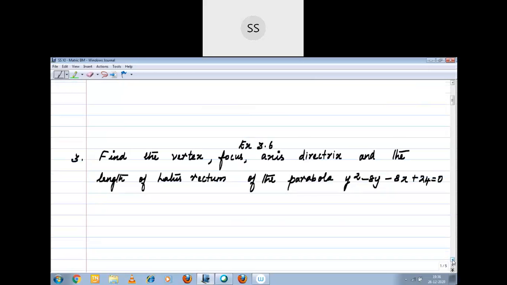We have four types of parabola. One is y square equal to 4ax, y square equal to minus 4ax, x square equal to 4ay, x square equal to minus 4ay. Four types of parabola. One is open rightward, another one is open leftward, then open upward, open downward. Here the given equation represents a parabola open rightward. Parabola open rightward means y square equal to 4ax.